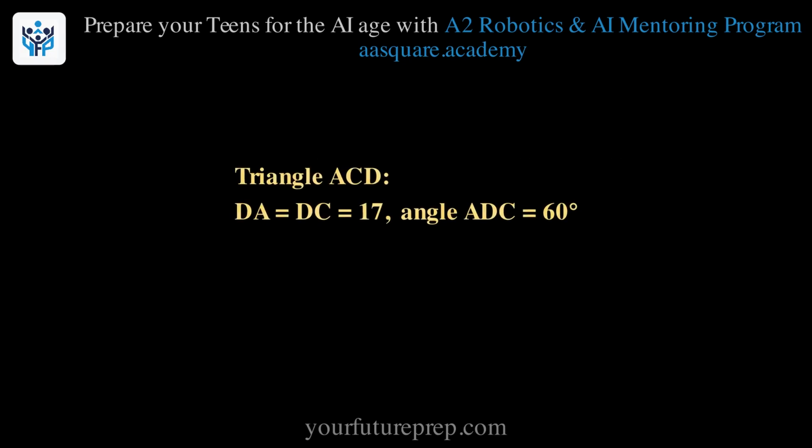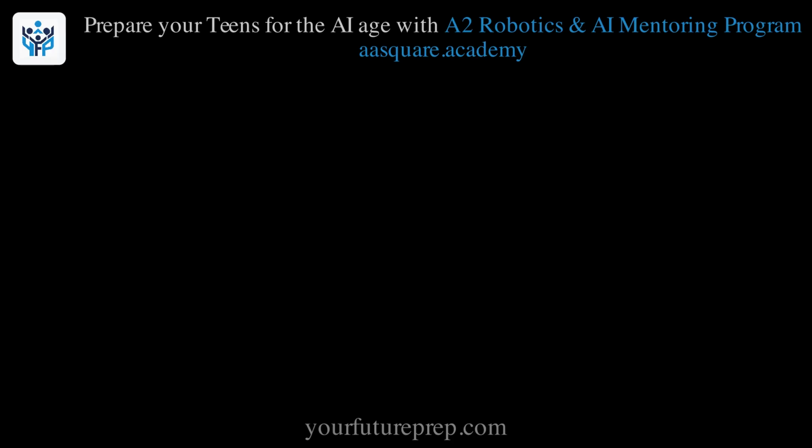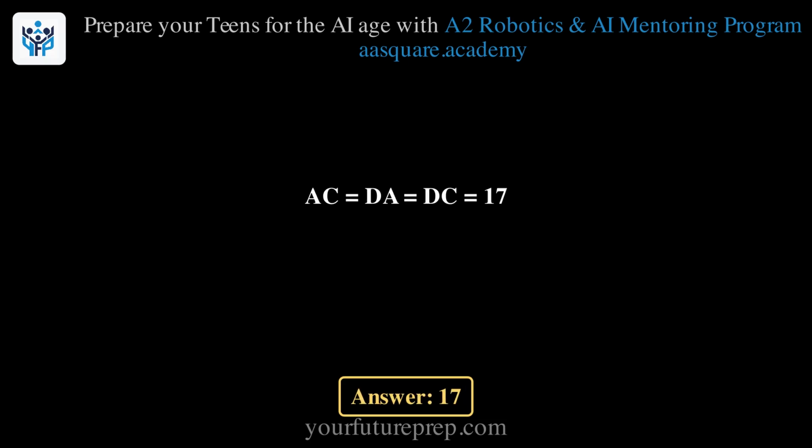Focus on triangle ACD, which has the two length 17 sides. Two equal sides with a 60-degree angle between them force an equilateral triangle. So the diagonal equals the other two sides. So diagonal AC has length 17, which is choice D.